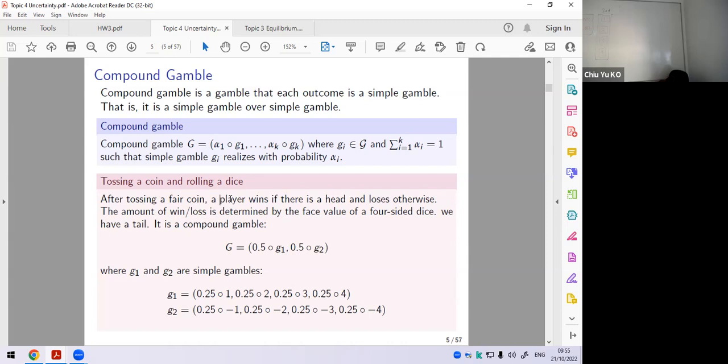Actually, this requires an axiom called independence or reduction. You don't really care how you get to the outcome. You forget about the process of getting to the outcome. The process is not important; the ultimate goal is important. If you believe you behave in this way, then you can do this reduction.